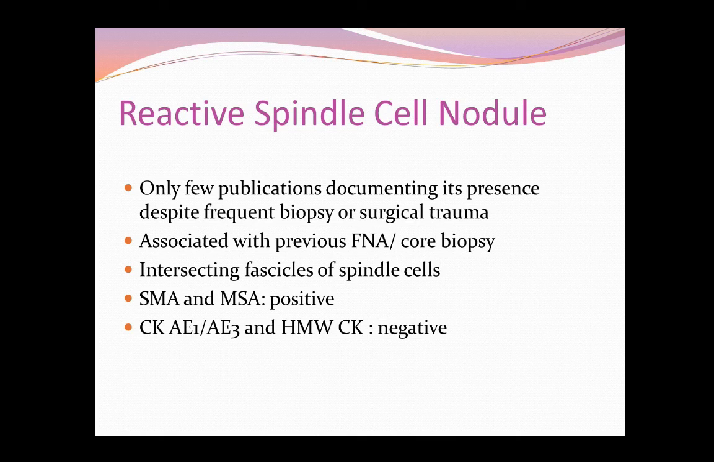It's composed of intersecting fascicles of plump spindle cells in a storiform pattern. But the other clues are that you can see hemosiderin-laden macrophages, foreign body giant cells, scattered lymphoplasmacytic infiltrate, and a history of having a biopsy. They are positive for SMA and muscle-specific actin, but negative for pan-cytokeratin and high molecular weight cytokeratin, because metaplastic carcinoma is always in the differential.